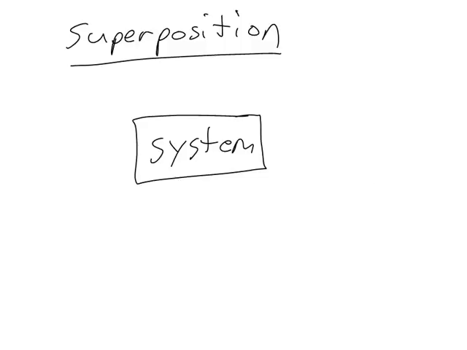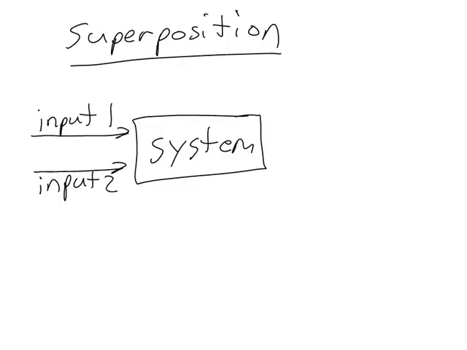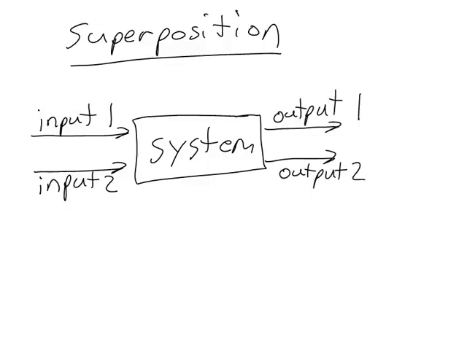Let's suppose that we apply not just one input to a system, but more than one input at the same time. Each of these inputs would produce its own output if they were applied separately. The total output of this system will be equal to the sum of the two individual outputs that would have resulted if the two inputs had been applied separately.